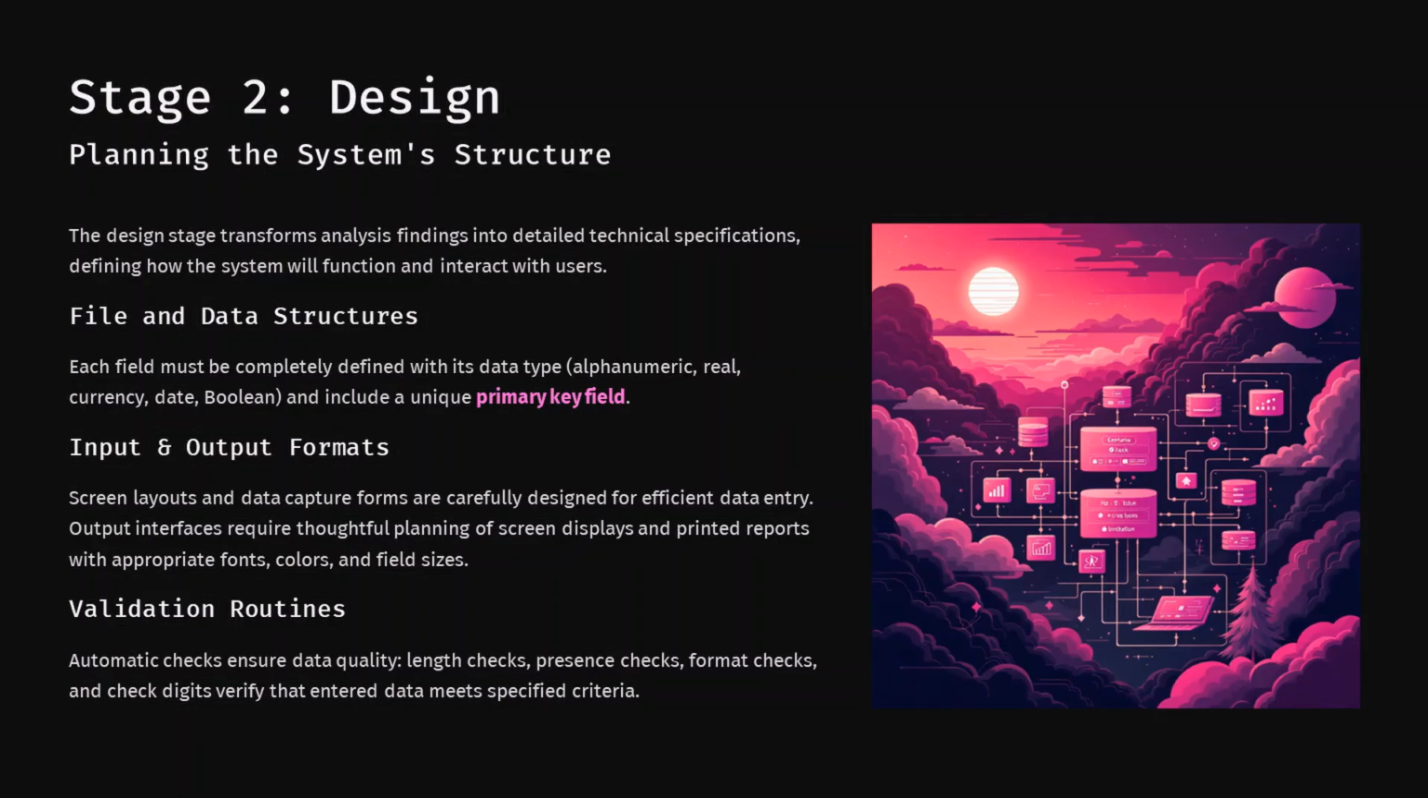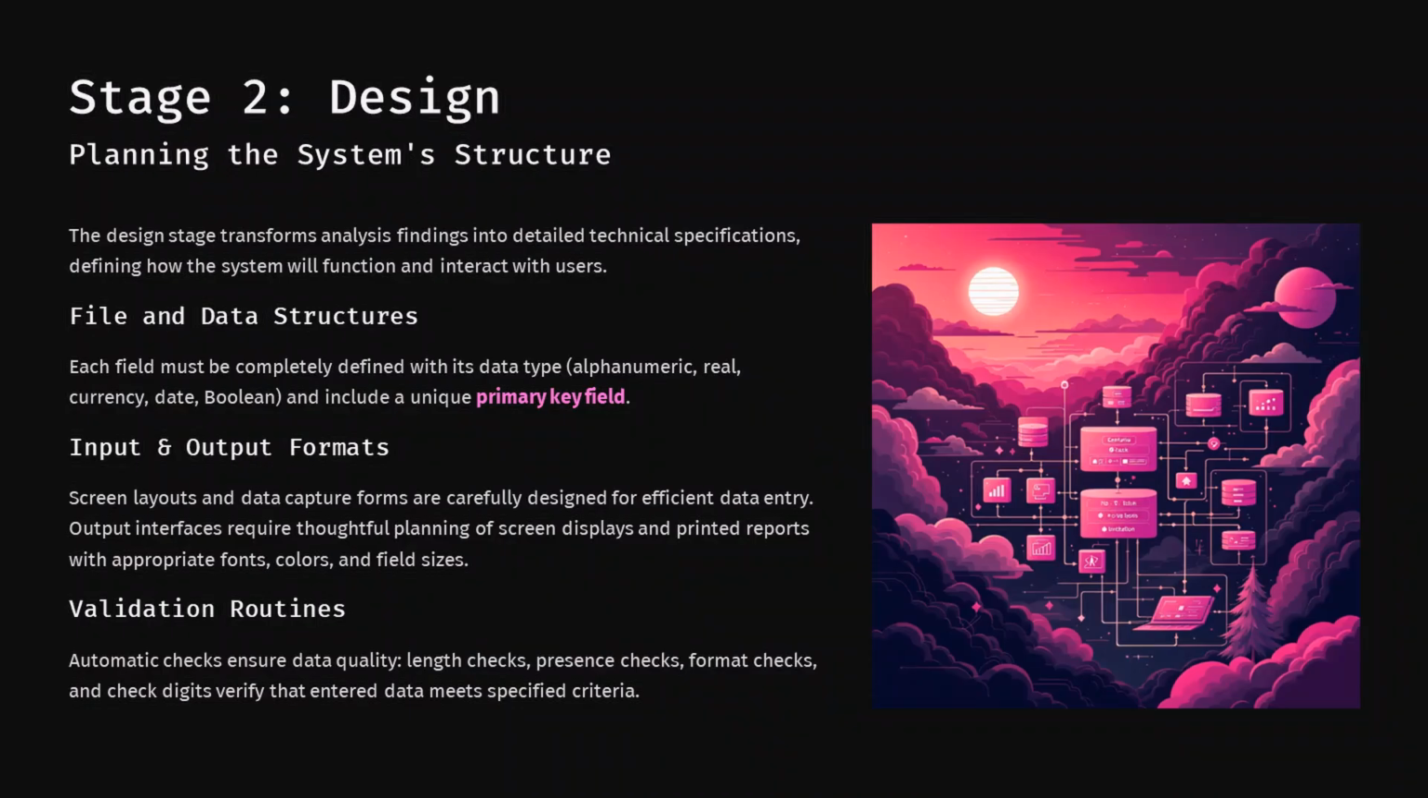Next up in the design stage, we have input and output formats. Screen layouts and data capture forms need to be carefully designed for efficient data entry. Think about it. If a data entry clerk has to enter hundreds of records a day, the form needs to be logical and easy to use. On the output side, we need thoughtful planning of screen displays and printed reports. This includes choosing appropriate fonts, colors, and field sizes. The goal is to make information easy to read and understand. A poor design here can lead to errors and frustrated users.